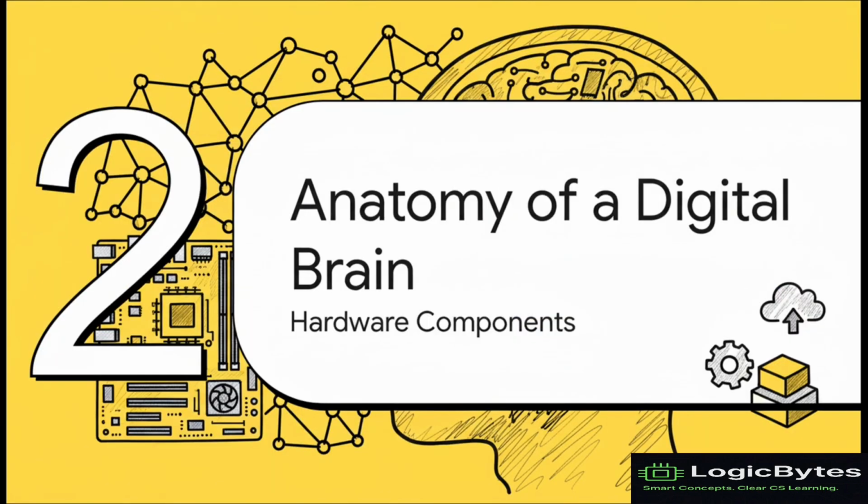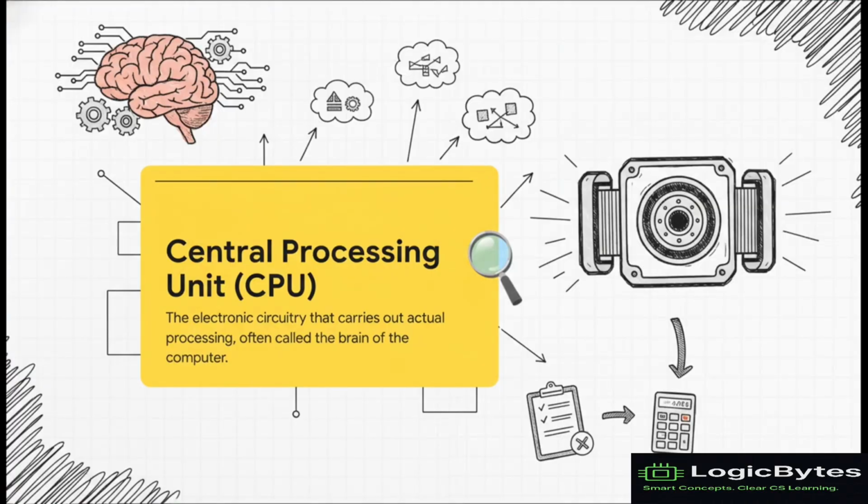Okay, so we've got the basic idea down, but what about that processing part? What's actually happening in there? To figure that out, we've got to look at the hardware. And the best way to do that is to think of it like, well, like the anatomy of a digital brain. First up is the absolute star of the show, the CPU, the central processing unit.